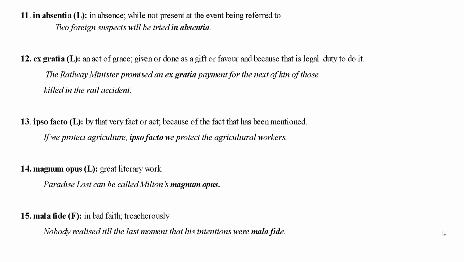If it is called in absentia, that means you are sending someone else in place of your presence. Because you may be married or you may have been in some other place, so you may not be able to be present at that moment. So that is what is called receiving the prize or receiving the degree in absentia. That is called the word in absentia. For example, while not present at the event being referred to. It can be as college day prize or whatever it is.